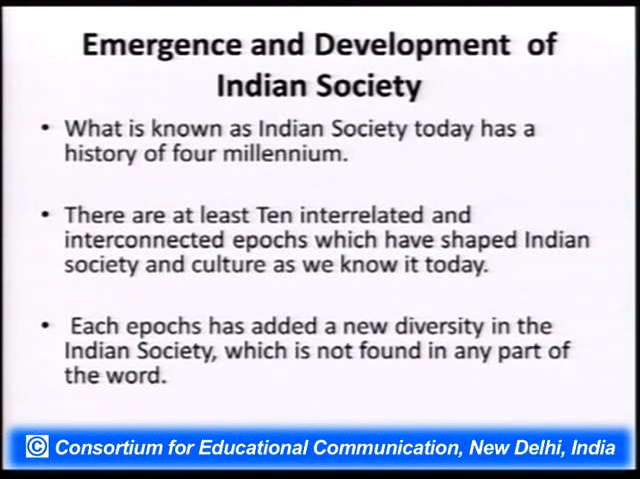You all know, friends, that Indian society, if we see today, let us see the first thing, how Indian society has emerged over the years. If you see today, Indian society has 4,000 years of history, and this history is interdependent and interconnected with 10 epochs. There are at least 10 epochs, and each epoch has contributed in the making of Indian society, which is very, very complex, diverse, and of course it is developing at a very fast pace.